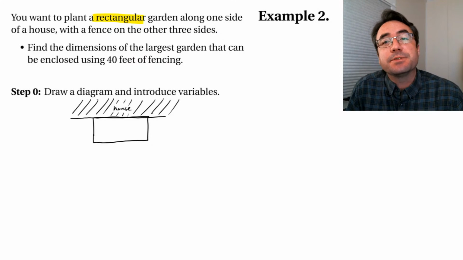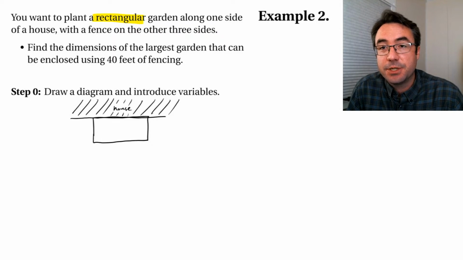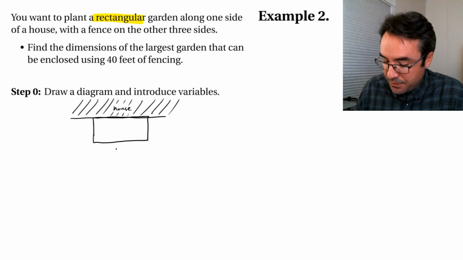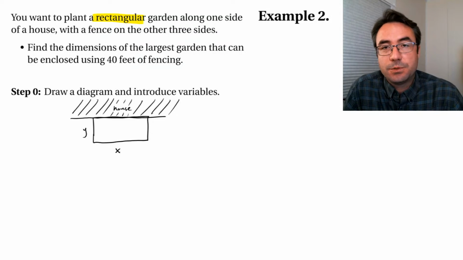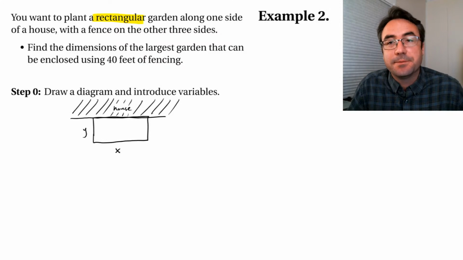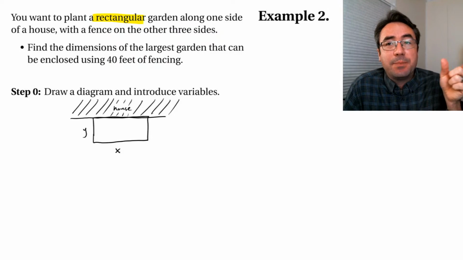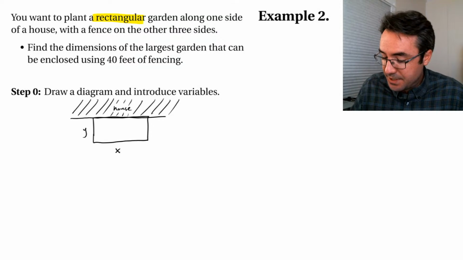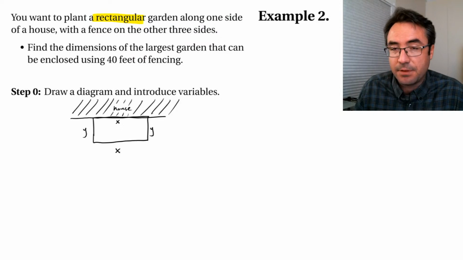Let's introduce some variables. We know for a rectangle there's really two distinct dimensions: the width, and then the depth of our rectangle. So we'll just call those X and Y. If you want to use L and W, fine. You just want to introduce variables. And for a rectangle, opposite sides have the same length. So this side must have length Y, and this side must have length X.